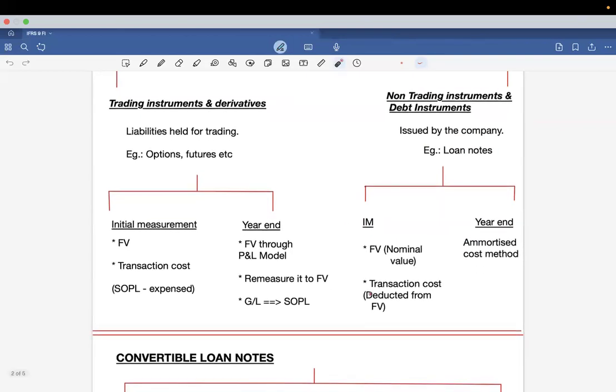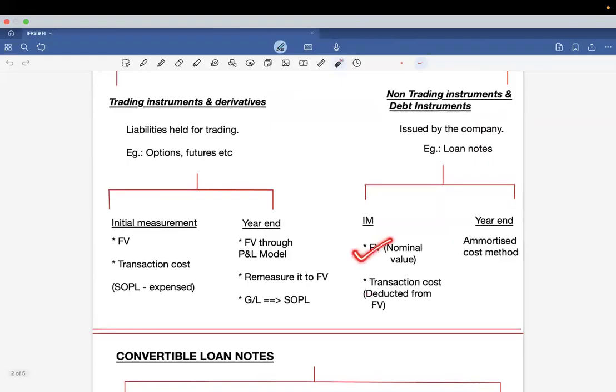Initially, you're going to value it at fair value, which is going to be equal to the nominal value of the liability. So, if you are purchasing a loan note of, let's say, $70,000 of 100 each, then that initial value is your nominal value. Now, the transaction cost is to be deducted from the fair value. So, from the 7,000, you're going to deduct the transaction cost.